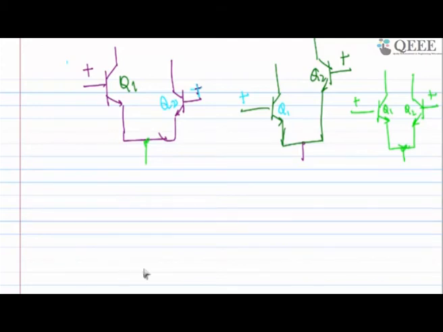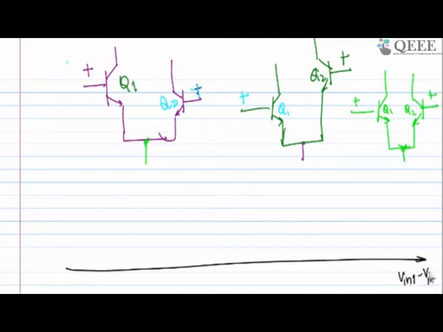We had three cases: in one case Q1 is higher than Q2, in another case Q2 is higher than Q1, and in one case both are equal. Let's assume you are applying an input which is Vin1 minus Vin2, where that subtraction quantity is very high, meaning Vin1 is very high. In that case, the current flowing through Q1 will be completely IEE, and the current flowing through Q2 will be 0.